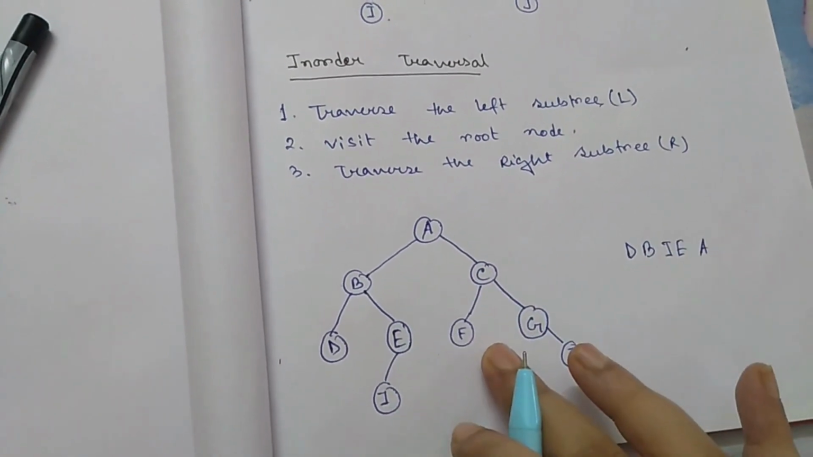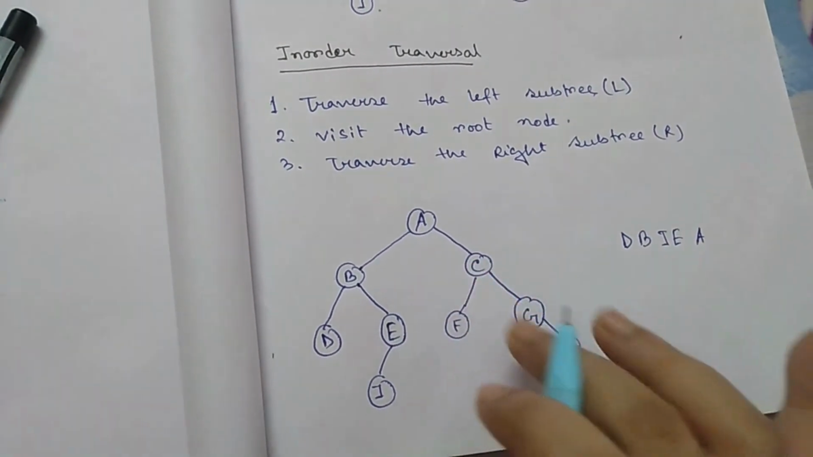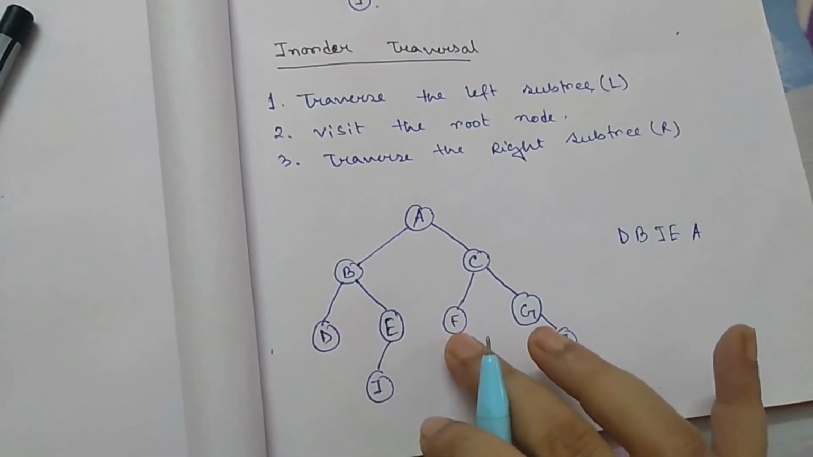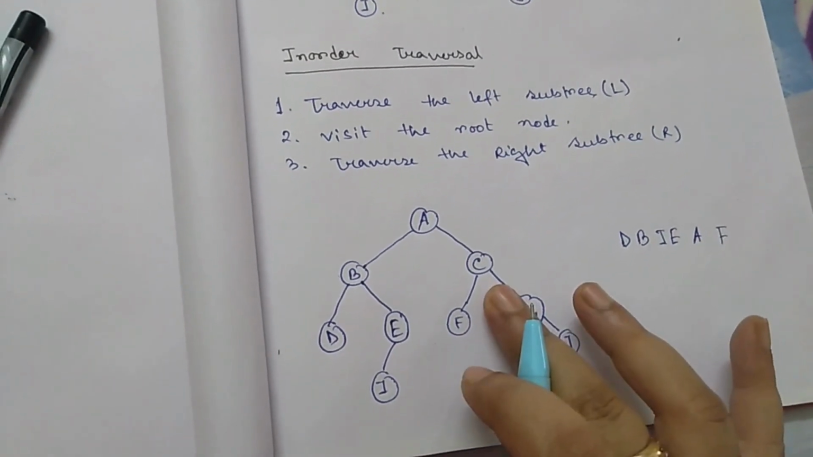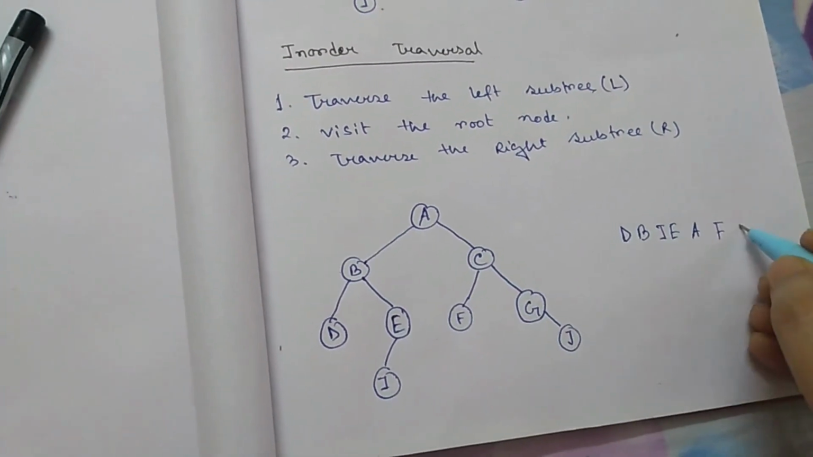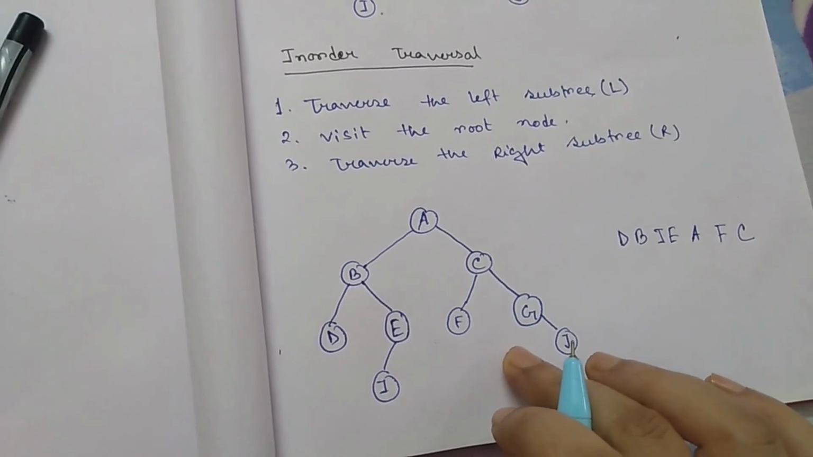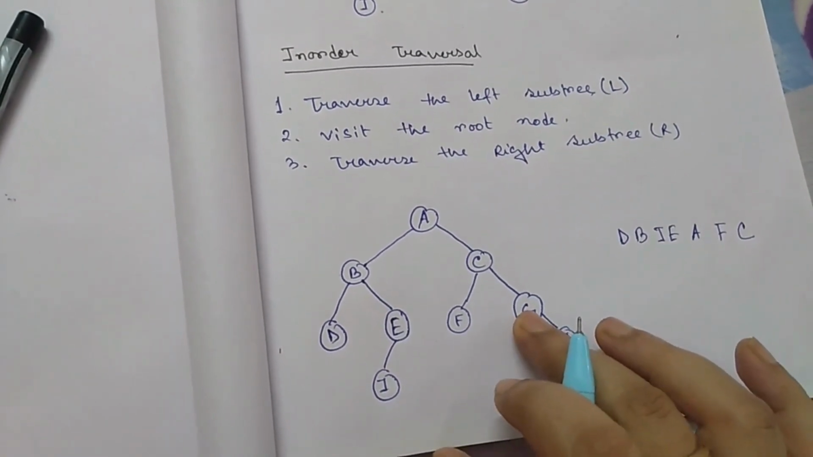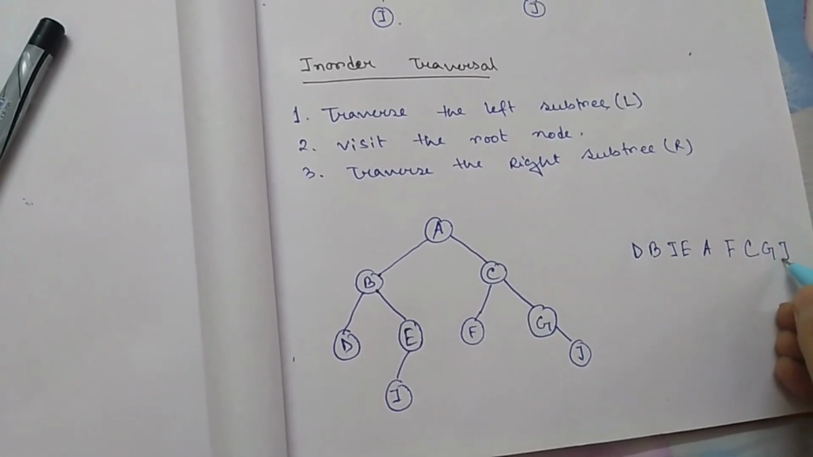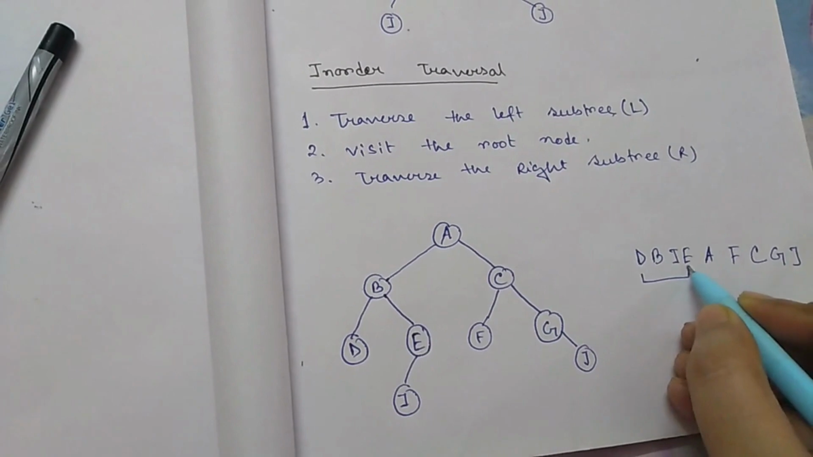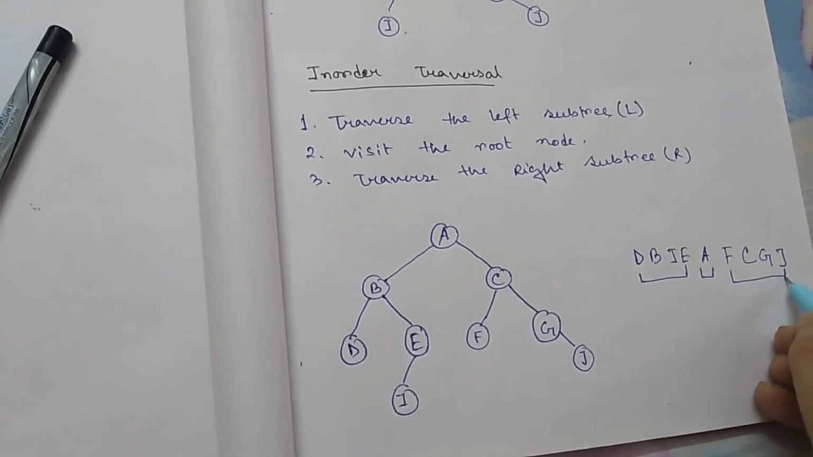Next move to the right hand side position. In that case we also consider the left position, root position, right position. That's why here we have to write f, after that the root value, that is c. Next we consider the left value, but there is no left value present. That's why here we write g. Then move to the right value, that is j. That means this is the left subtree, this is the root, and this is the right side of that tree. Okay.